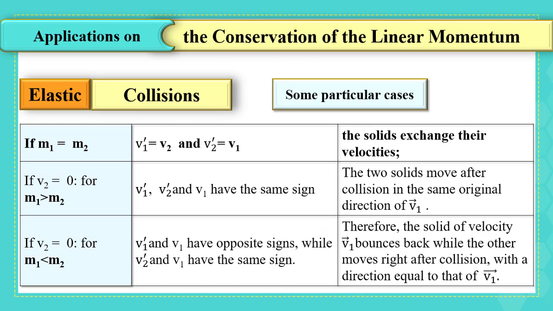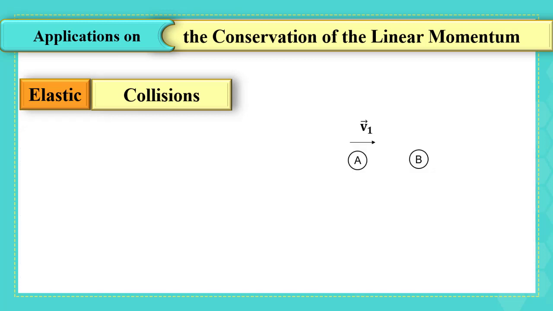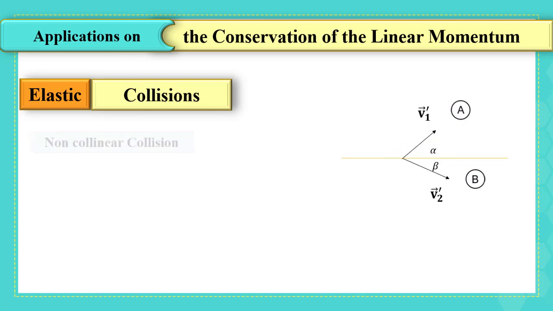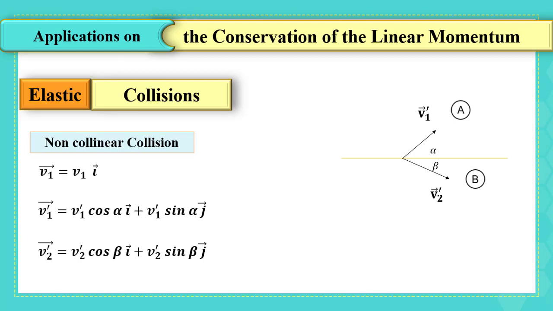All these cases are summarized in this table. You can study them from here. Finally, what if the collision is not collinear? We should make projections along x and y for each velocity such that v1 vector, which was along the x-axis, is written as v1 i vector, while v1 prime vector equals v1 prime cosine alpha i plus v1 prime sine alpha j vector. The same for v2 prime vector. It is v2 prime cosine beta i plus v2 prime sine beta j vector.